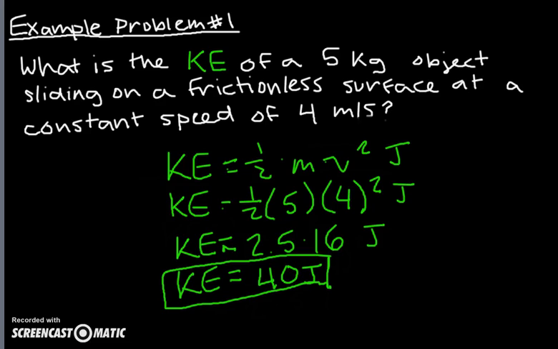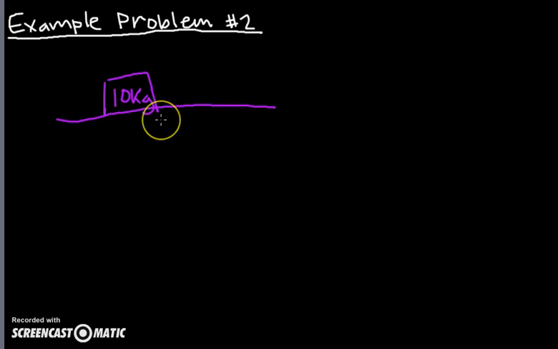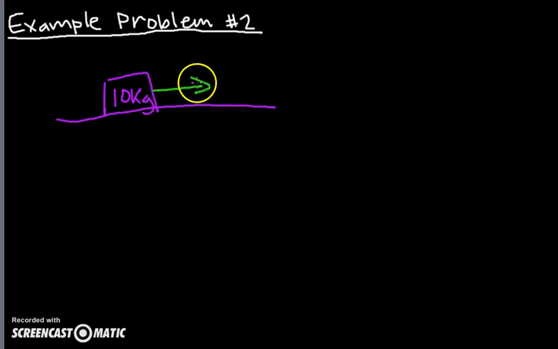Now let's try another example problem. Imagine that we had a 10 kilogram object sitting at rest on a frictionless surface when all of a sudden we come along and push it so that it starts moving at 5 meters per second. How could we represent this situation graphically?